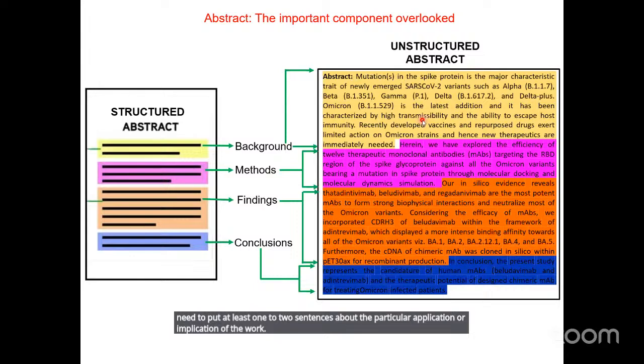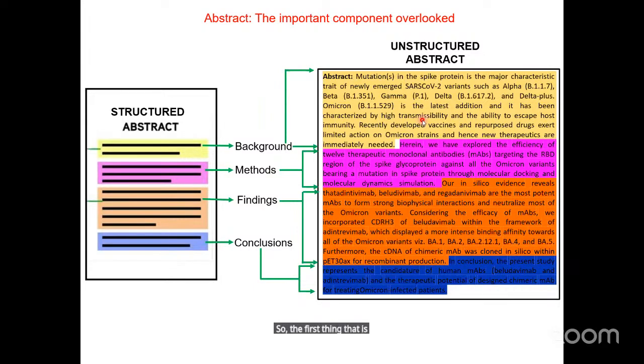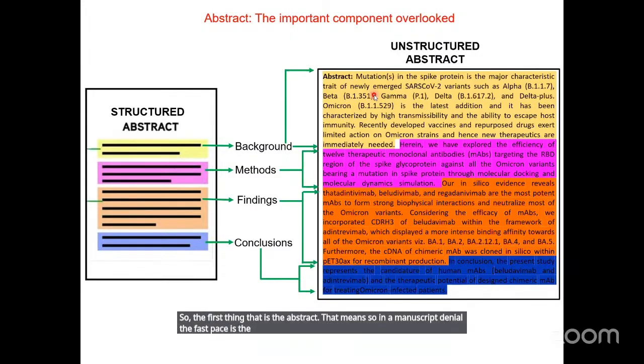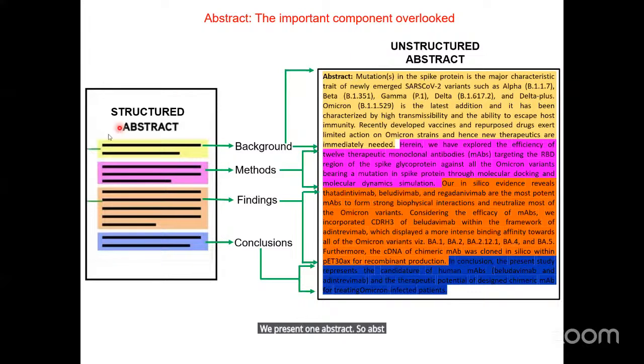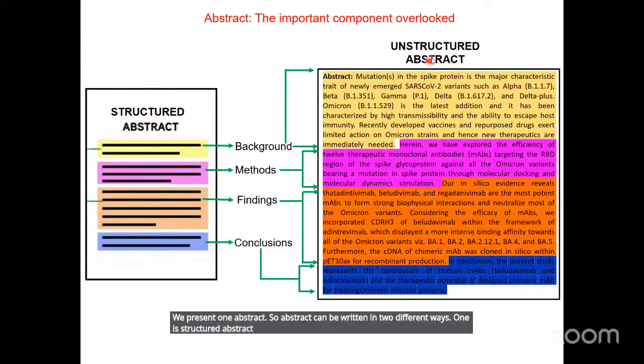So the first thing, that is the abstract. In a manuscript, the first page is the title page, where we write a broad title, then the running title, name of the authors and affiliation, address of the corresponding author. After that, we present one abstract. So abstract can be written in two different ways. One is structured abstract, another one is unstructured abstract.